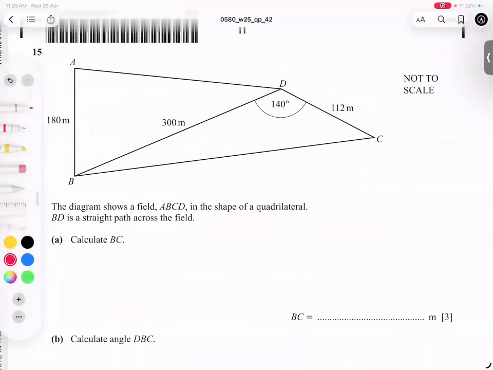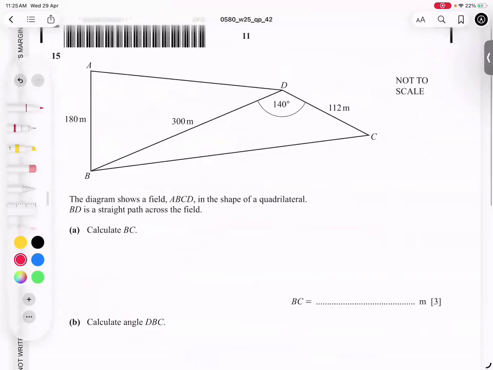Question number 15 is a trigonometry topic. We're looking for BC length. But first, ABC is a quadrilateral shape. B is a straight line. Okay, this is clear. And we're looking for the BC. Where's BC, students? This is the BC. First of all, we draw this diagram and bring it down. So I make this diagram here, and now you can focus easily: 112 and 300. And here I got a 140.